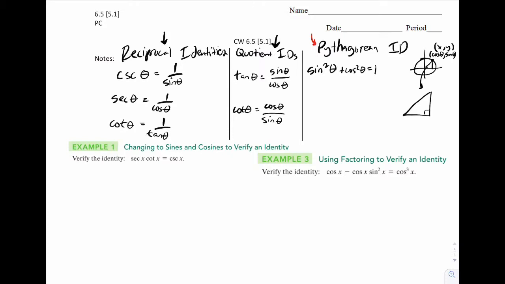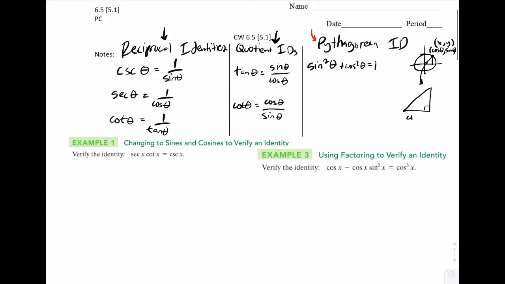So let's convert that. This would be cosine on the bottom right here, because that's where x would be. This is sine on the top right there, because that's where y would be. And on the unit circle, the radius is 1, right? So let's put a 1 right there. And there you go. That's the proof for why that is true. That's why it's called the Pythagorean identity.